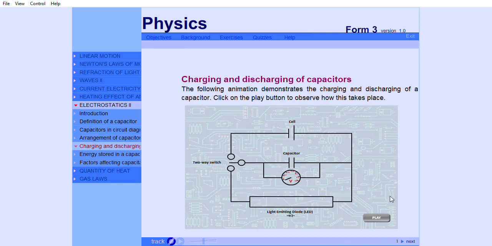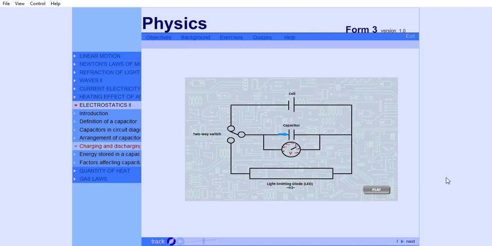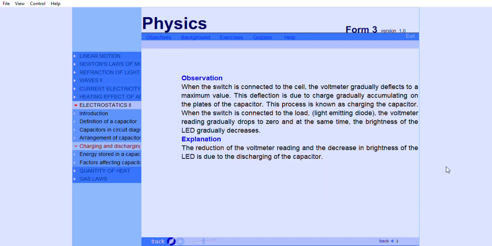Charging and discharging of capacitors. The following animation demonstrates the charging and discharging of a capacitor. Click on the play button to observe how this takes place. Observation. When the switch is connected to the cell, the voltmeter gradually deflects to a maximum value. This deflection is due to charge gradually accumulating on the plates of the capacitor. This process is known as charging the capacitor.